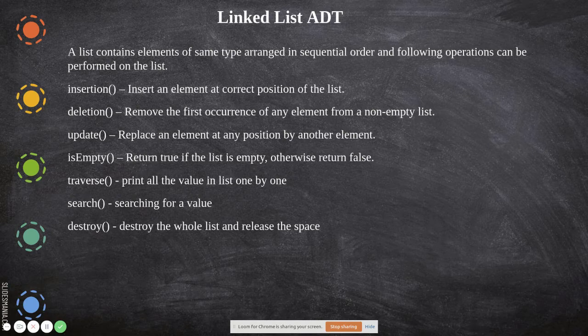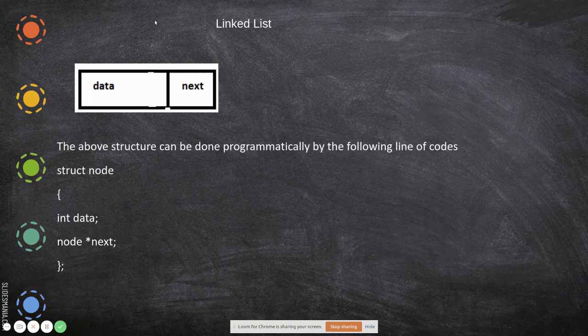Then destroy the whole list and release the space occupied by the list. Now, this is a node structure of the linked list. One node, one object consists of this. So this can be defined in C++ like this.